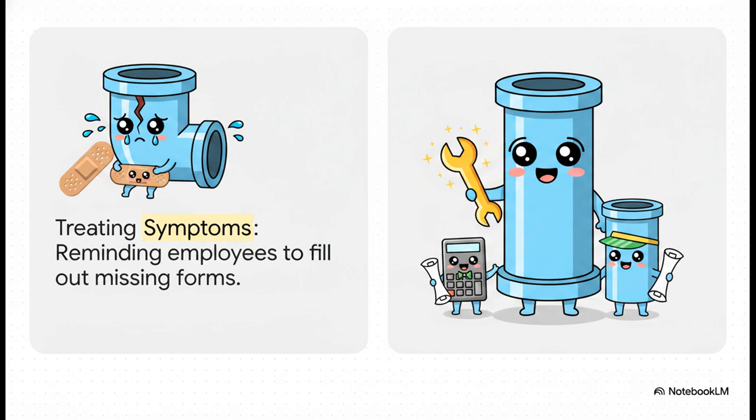Let's say you find missing calibration records. Treating the symptom is just firing off an email reminding the team to fill out the logs. Does that fix anything long term? No way. Curing the disease requires you to ask why. Why were they missing? Maybe the procedure is way too complex, or perhaps there's zero targeted training, or no digital tracking system in place at all. Lead auditors constantly flag organizations that apply these temporary band-aids without addressing the systemic process weaknesses underneath it all.